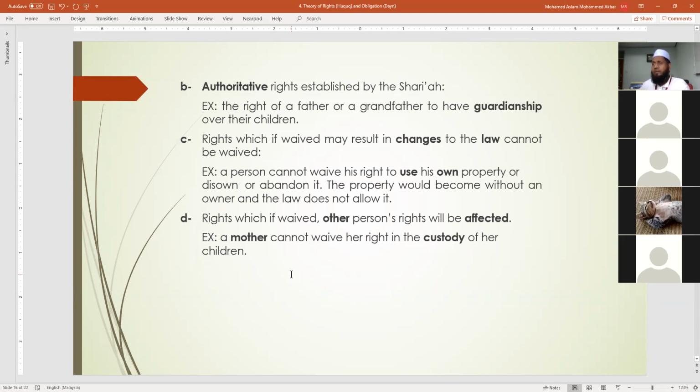The last one, I think this is the last one, D. Okay, yeah, D is the last one. The rights which, if waived, other persons' rights will be affected. For example, a mother cannot waive her right in the custody of her children. That's why this is a real blood bonding, blood relation. A mother cannot say that I want to waive my right on my child, I'm no longer your mother.